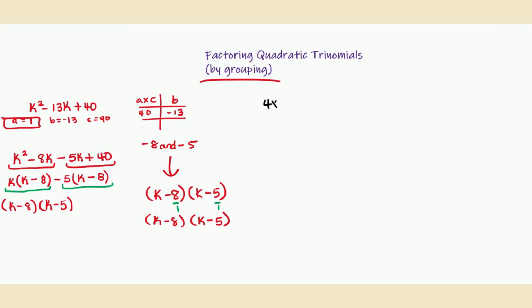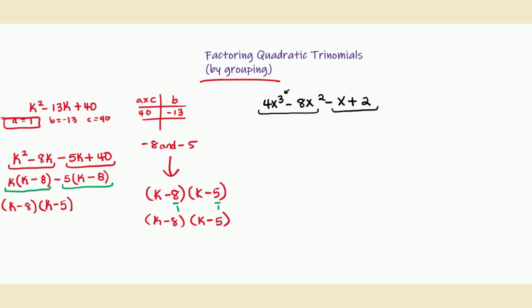Let's take 4x cubed minus 8x squared minus x plus 2. Now notice this is a polynomial with degree 3. So here would be a good place to factor by grouping because we have 4 terms. So we'll take these two together and then the last two together.